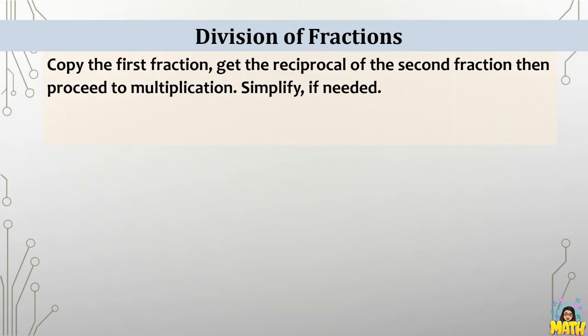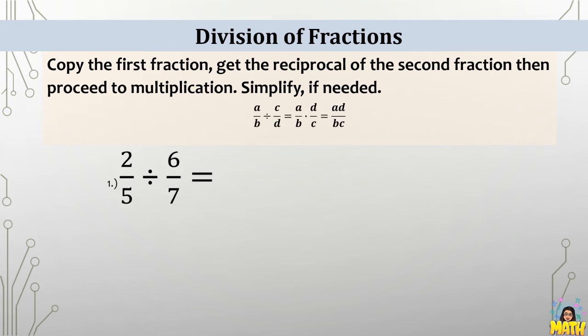Copy the first fraction, get the reciprocal of the second fraction, then proceed to the multiplication. Simplify if needed. So let's follow the instructions. Copy the first fraction, which is 2 over 5. Next, get the reciprocal of the second fraction. The reciprocal is 7 over 6. And then proceed to multiplication.